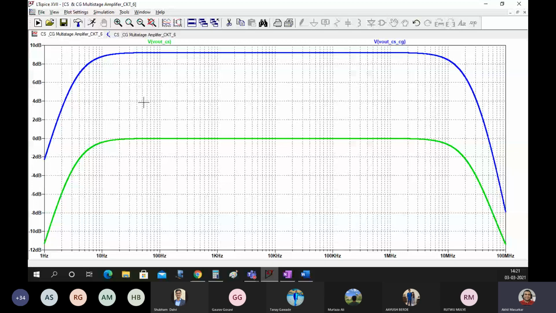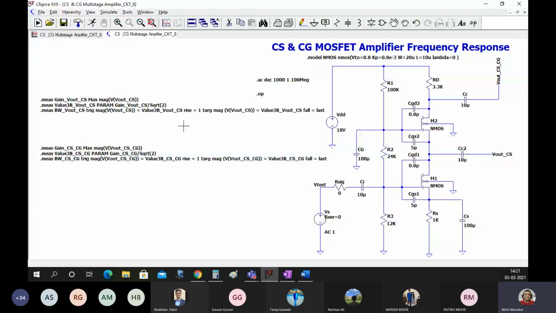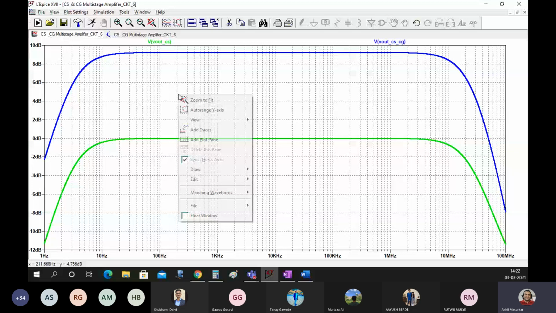But from this, whether this CSCG amplifier is better than the CSCS amplifier, that we still don't know. The CSCG amplifier is fine, but have we got better than CSCS? That is still not known. So we will see that too. And so we could also add something.